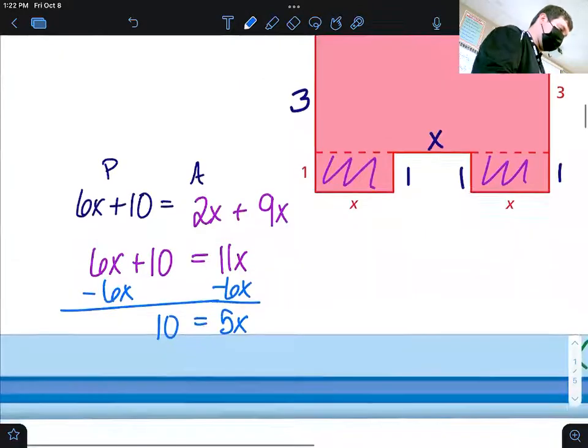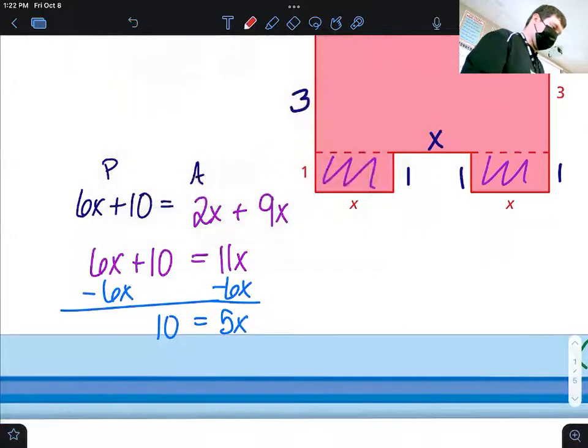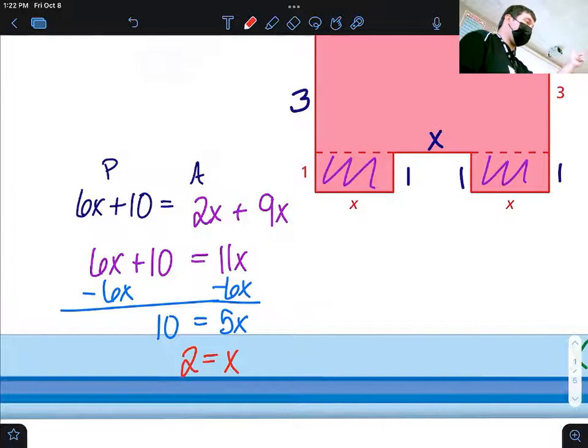Jacoby, what do I do now? Would you divide that by... I would. And what's that going to give you? 2. So we've written the equation. We've solved the equation. Now we need to determine what the perimeter and area of that shape actually are.